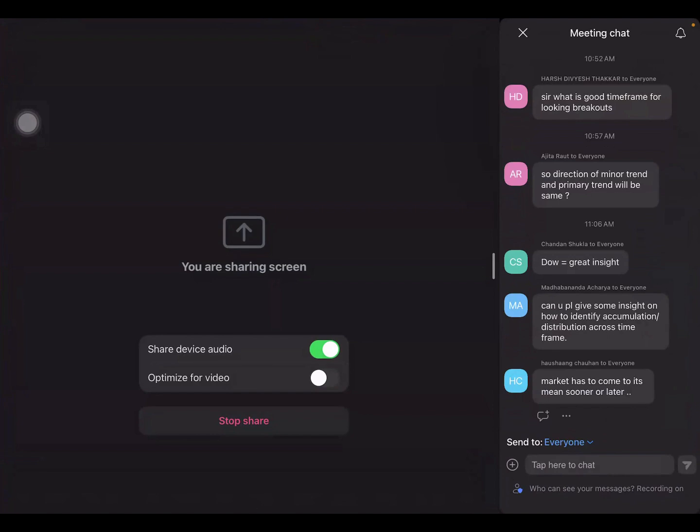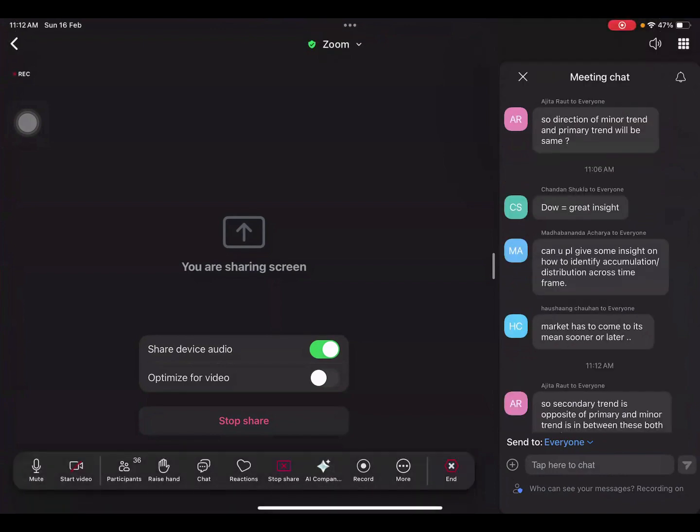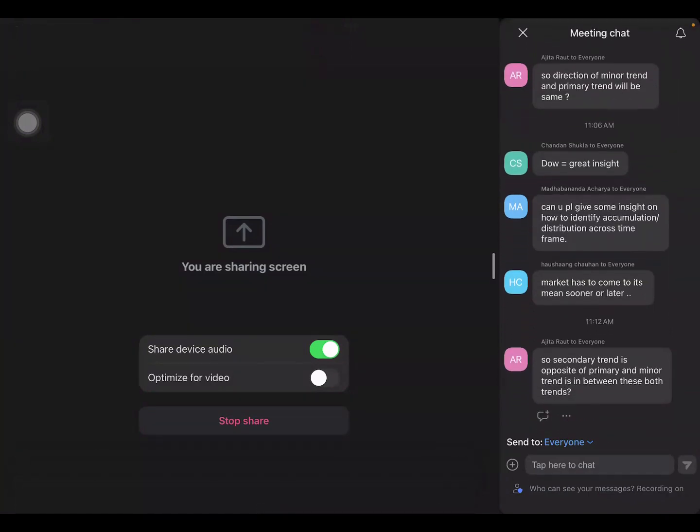Can you please give some insight on how to identify accumulation distribution across time frames? You cannot really. Yes, there are some indicators which will give you an idea whether accumulation is happening or distribution is happening. But it is usually seen in the rear view mirror. Usually accumulation distribution is seen during sideways kinds of moves, but you really don't know whether accumulation or distribution is happening. It is always after the fact. Plus, accumulation distribution is not a part of this particular chapter. We are too early into this. So we'll discuss when the time is right.